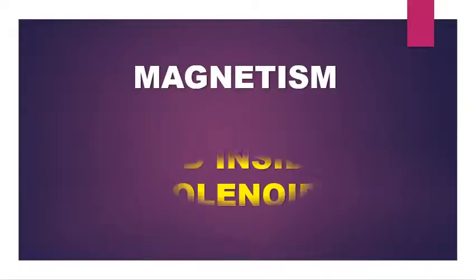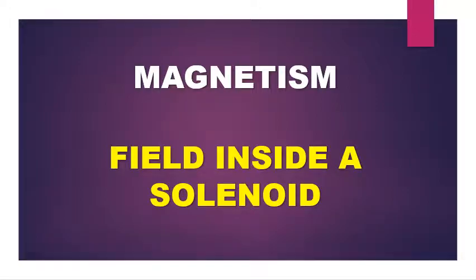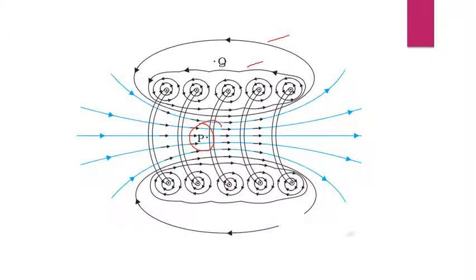Magnetic field inside a solenoid. We see that the diagrammatic representation of the magnetic field of a solenoid has been shown here. Point Q is a point situated outside the solenoid, and outside the solenoid the field is in the form of curved closed loops, while point P, which is situated inside the solenoid, has a magnetic field that is uniform, in the form of parallel straight lines. So this is how we understand it diagrammatically.